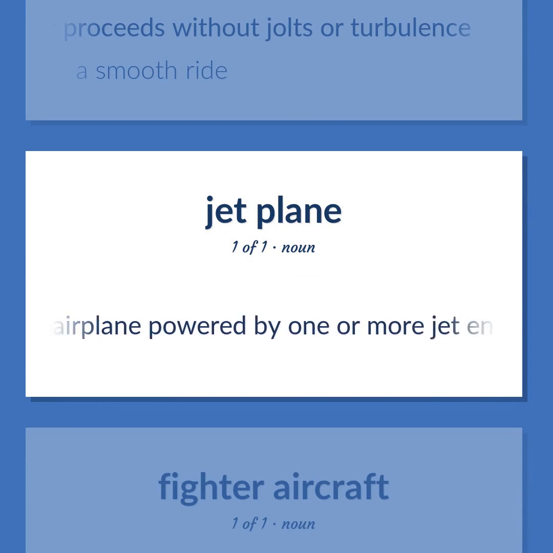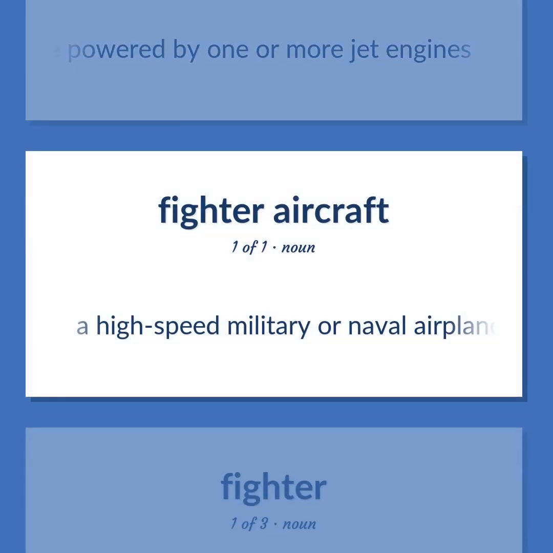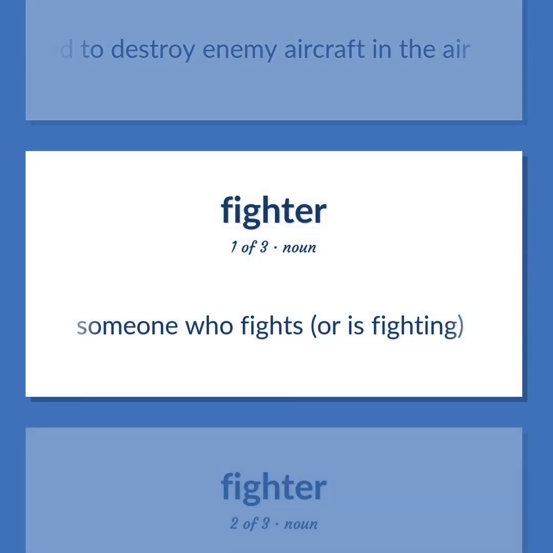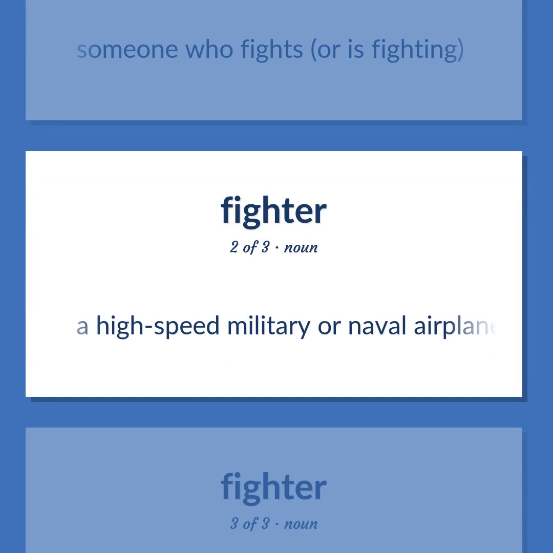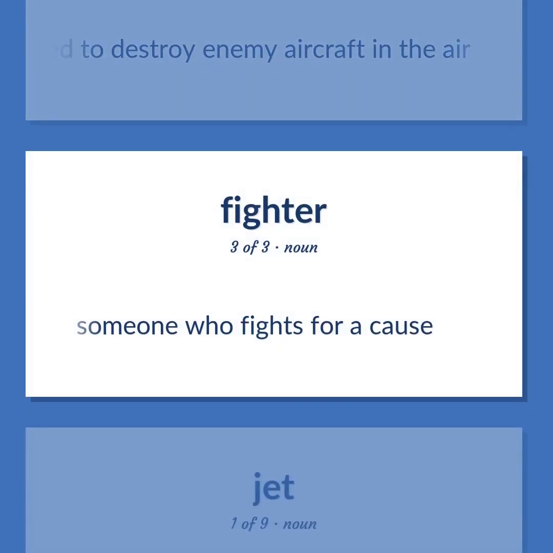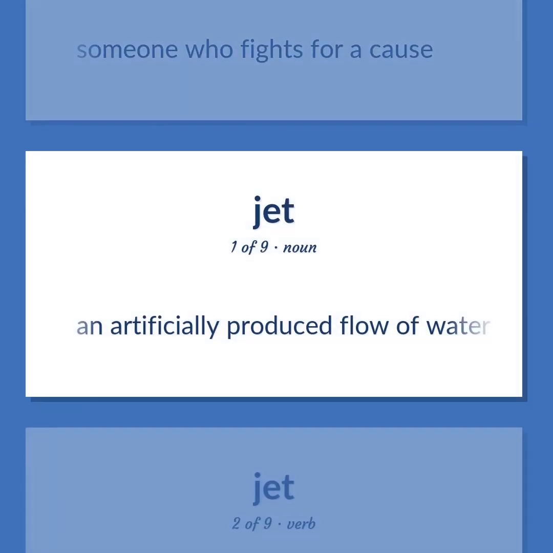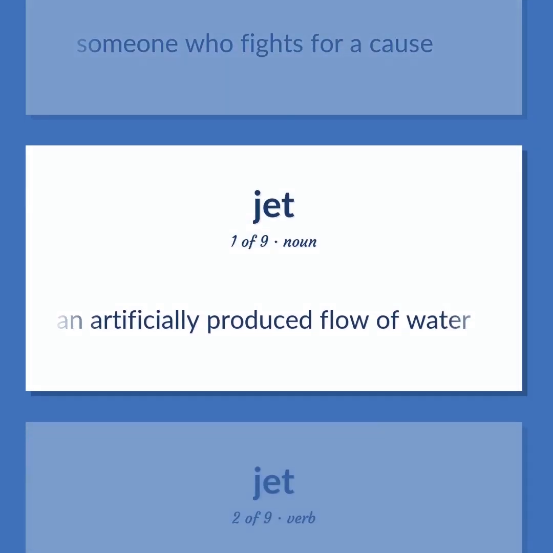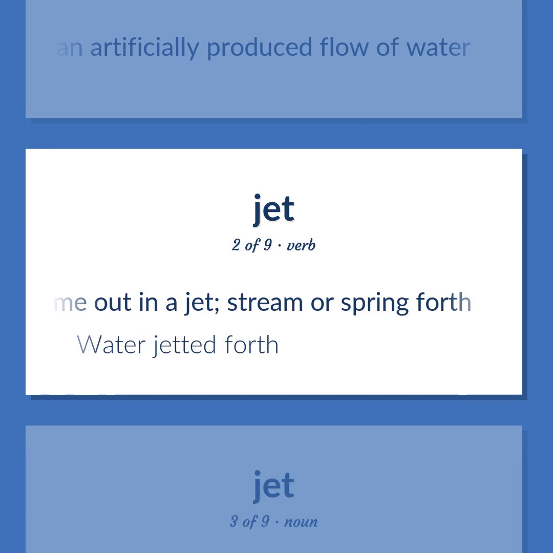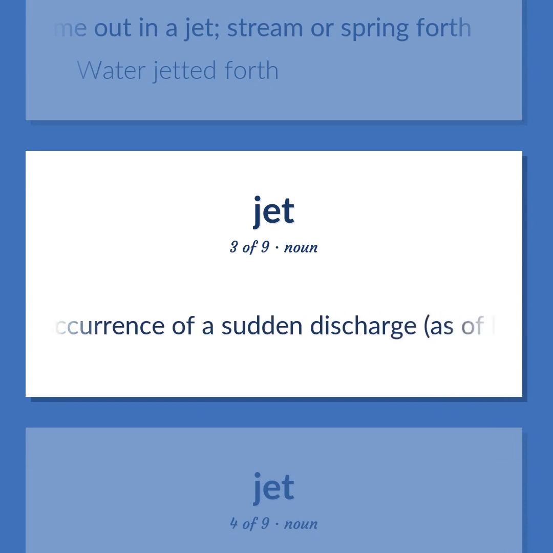An airplane powered by one or more jet engines. A high-speed military or naval airplane designed to destroy enemy aircraft in the air. Someone who fights, or is fighting. A high-speed military or naval airplane designed to destroy enemy aircraft in the air. Someone who fights for a cause. An artificially produced flow of water. Issue in a jet. Come out in a jet, stream or spring forth. Water jetted forth. The occurrence of a sudden discharge, as of liquid.